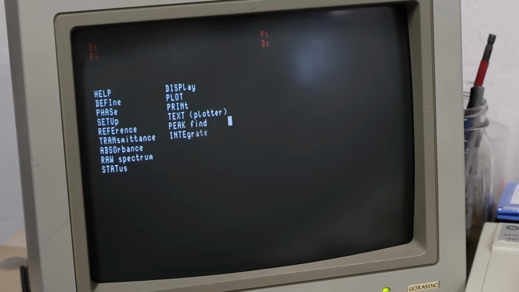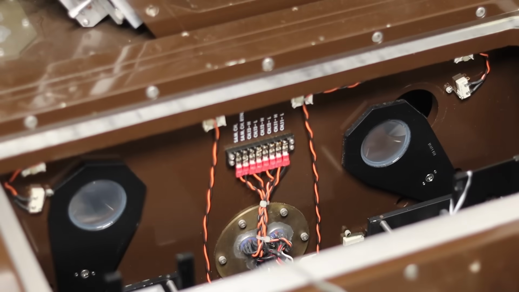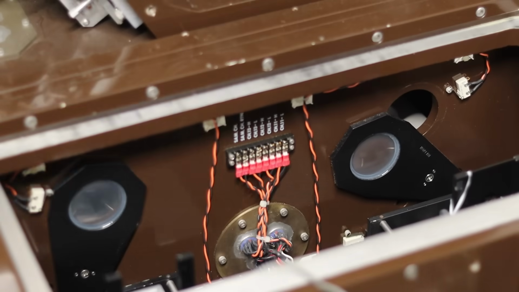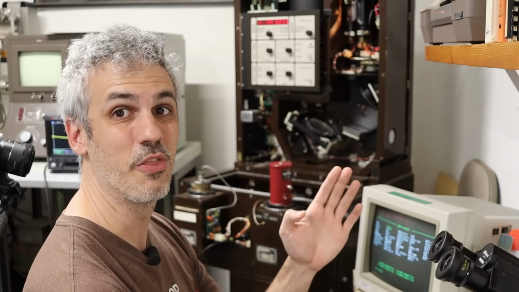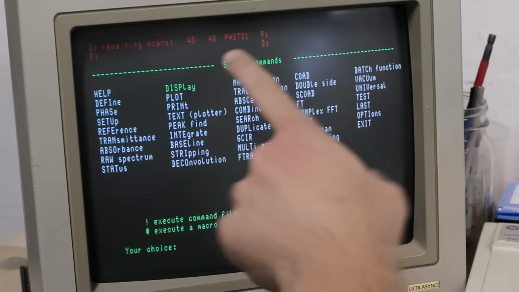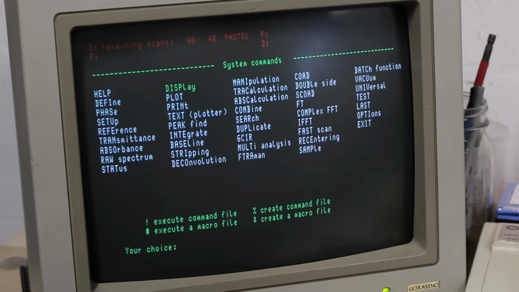So let's just go ahead and hit enter on that. It's gonna have to reconfigure the system, so we're gonna see some shutters move up and down. It's gonna reorganize things. Essentially, it's gonna have to steer the beam over to the new detector that's on the right side. And then once it gets done with that, it's gonna start taking scans. We're gonna see this remaining scans, 40 out of 40, start counting down. Yeah, there it goes, 39, 37.